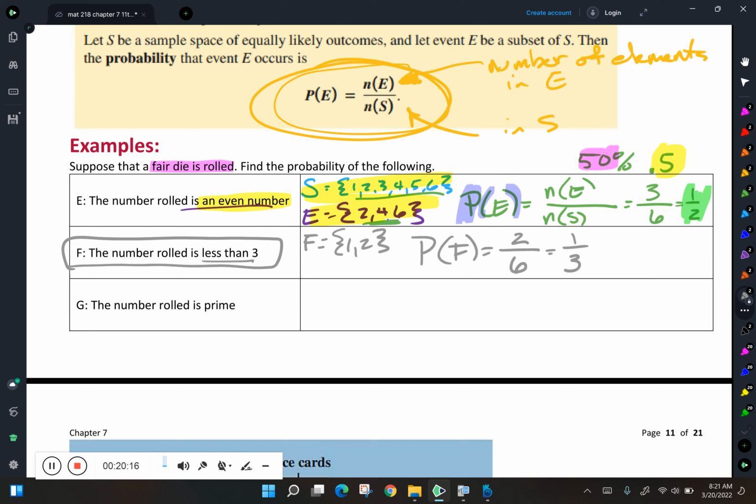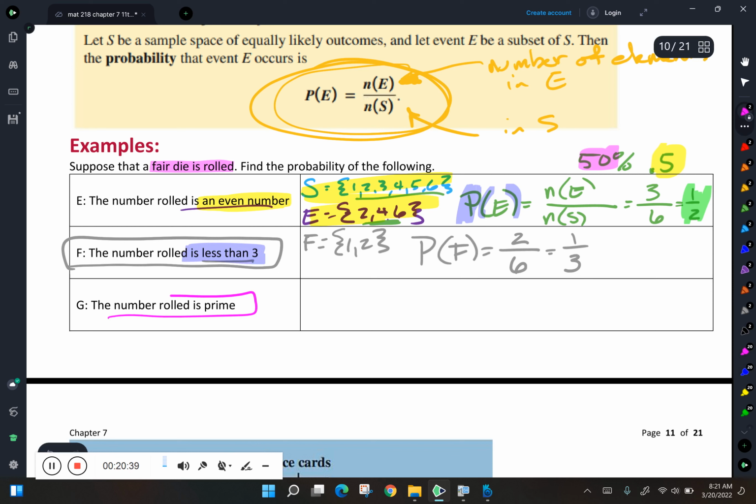Now, there are people who will get this wrong because they cannot read this and interpret it correctly. What does less than 3 mean? Well, does less than 3 include the number 3? And that's where they make their mistake. All right, how about the last one down here? Then we'll call this video good.